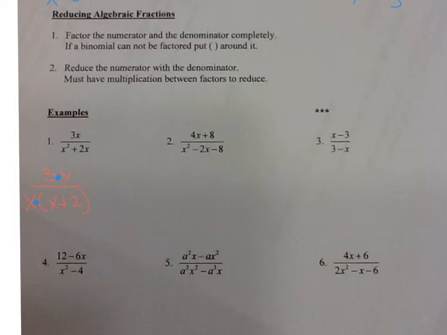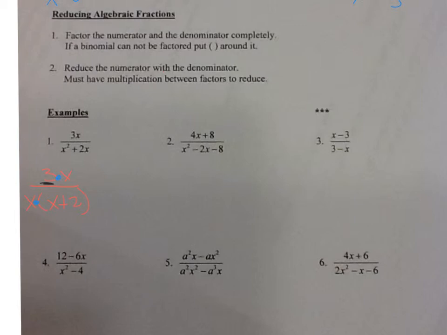Now you're going to reduce. Start all the way on the left in the numerator and work to the right. Start with the 3. You have a 3 here. Does that reduce with anything in the denominator? No, I don't see a 3 or a 6 or a 9, something that I could reduce it with.